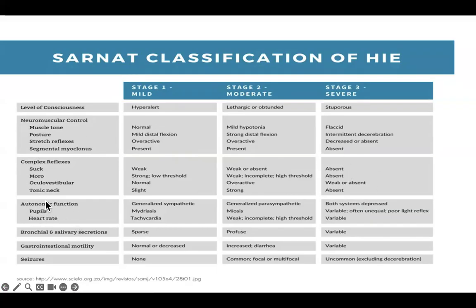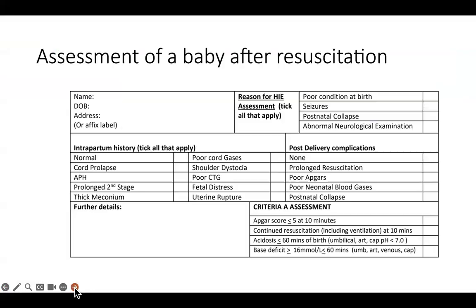We can also look at the autonomic function with the pupils and the heart rate. In mild degrees, they have mydriasis and tachycardia, whereas in moderate cases, they can have meiosis and parasympathetic activity, and then in severe stages, it is very variable: unequal pupils, poor light reflex, and the heart rate could also be variable. Seizures are a sign of either moderate HIE or severe HIE. You don't get seizures in the mild stages.